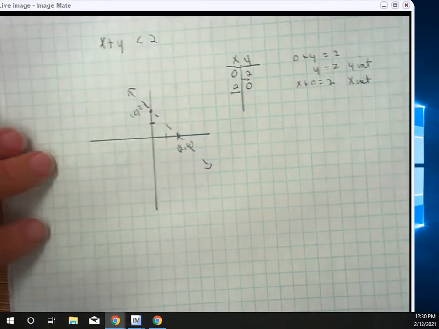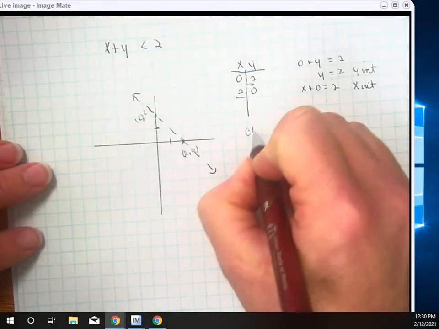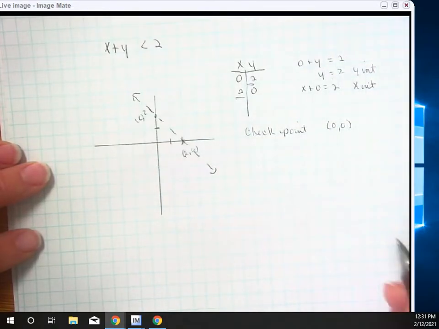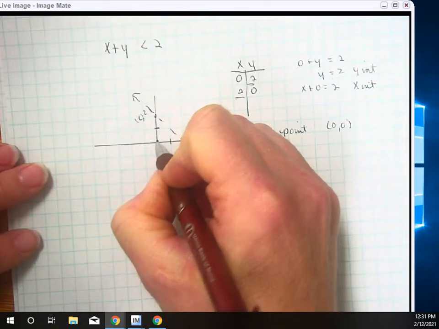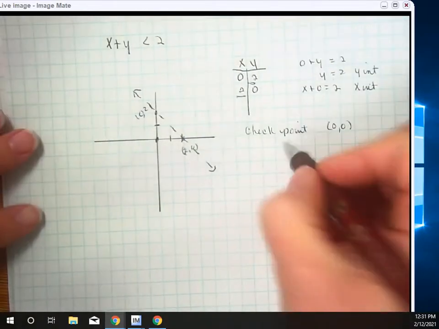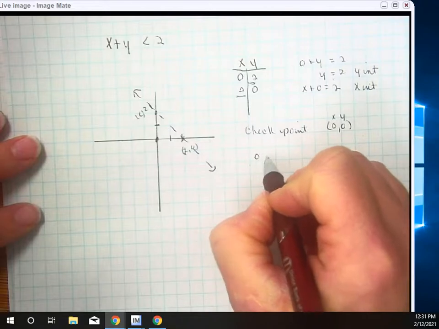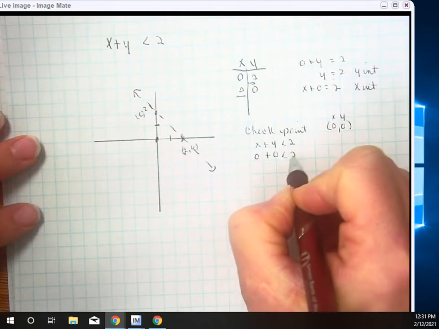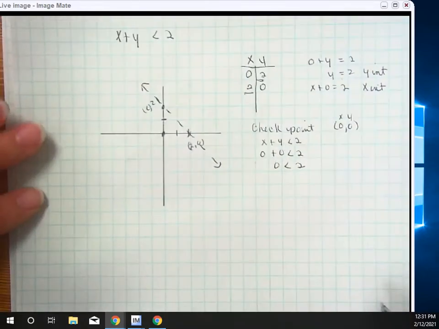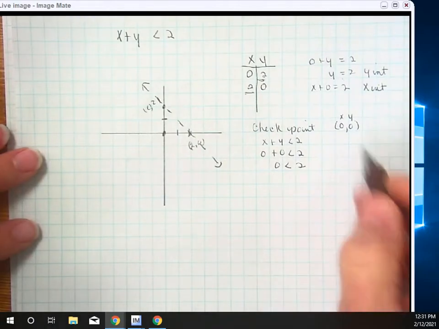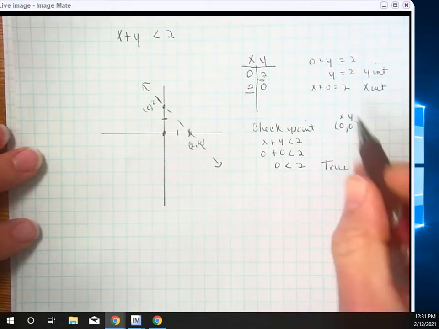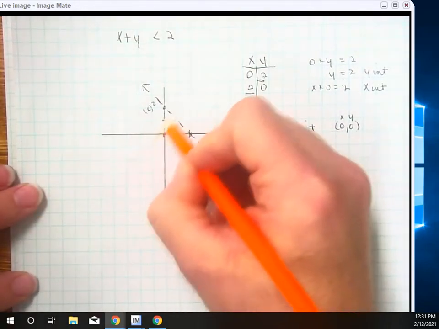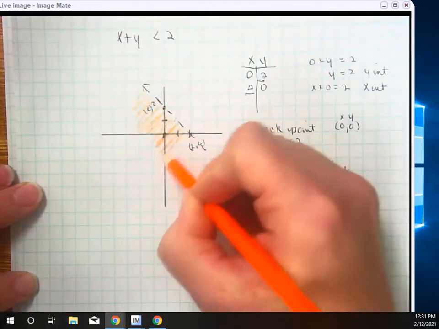The next thing we have to have is a checkpoint. My go-to checkpoint is (0, 0), the origin. If the line goes through the origin, then we have to pick another point. I substitute the 0 for the x and the 0 for the y in my inequality and check to see, is this true? Is 0 less than 2? If it is true, I shade on the side that my point is. If it is false, I shade on the other side.